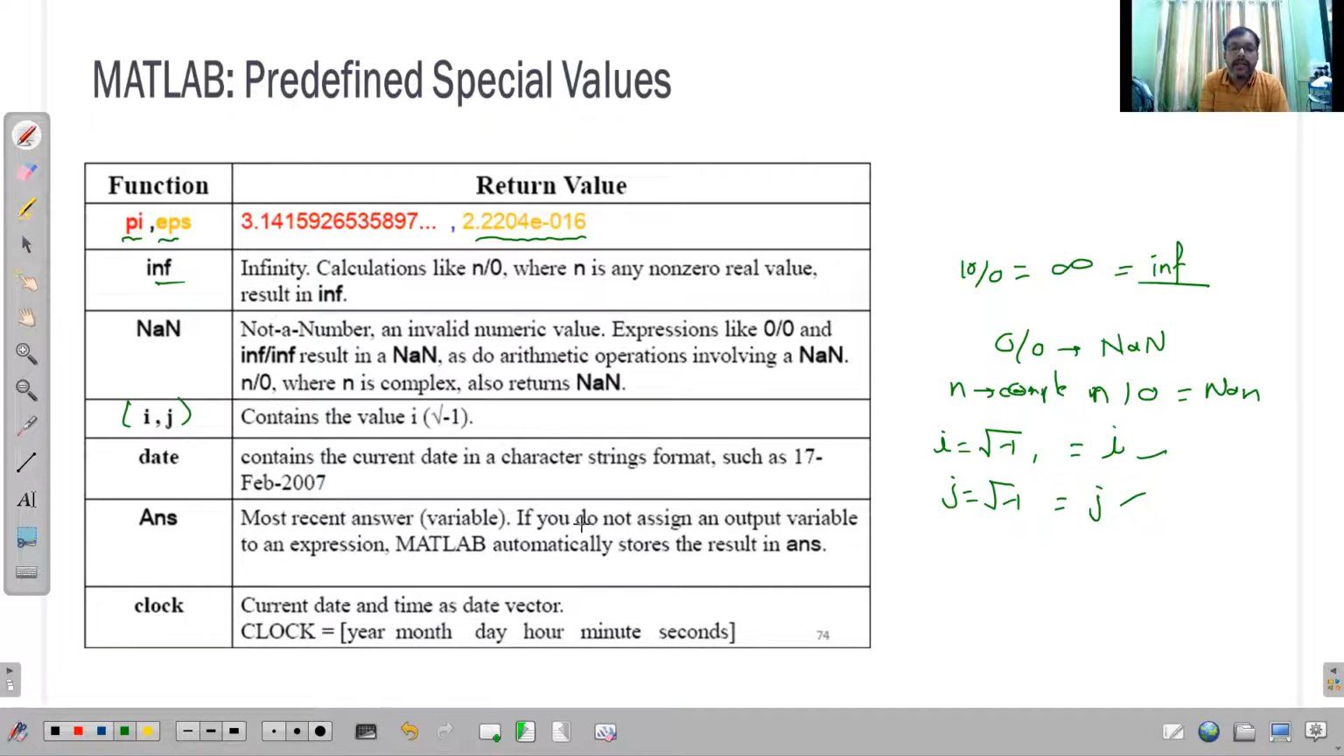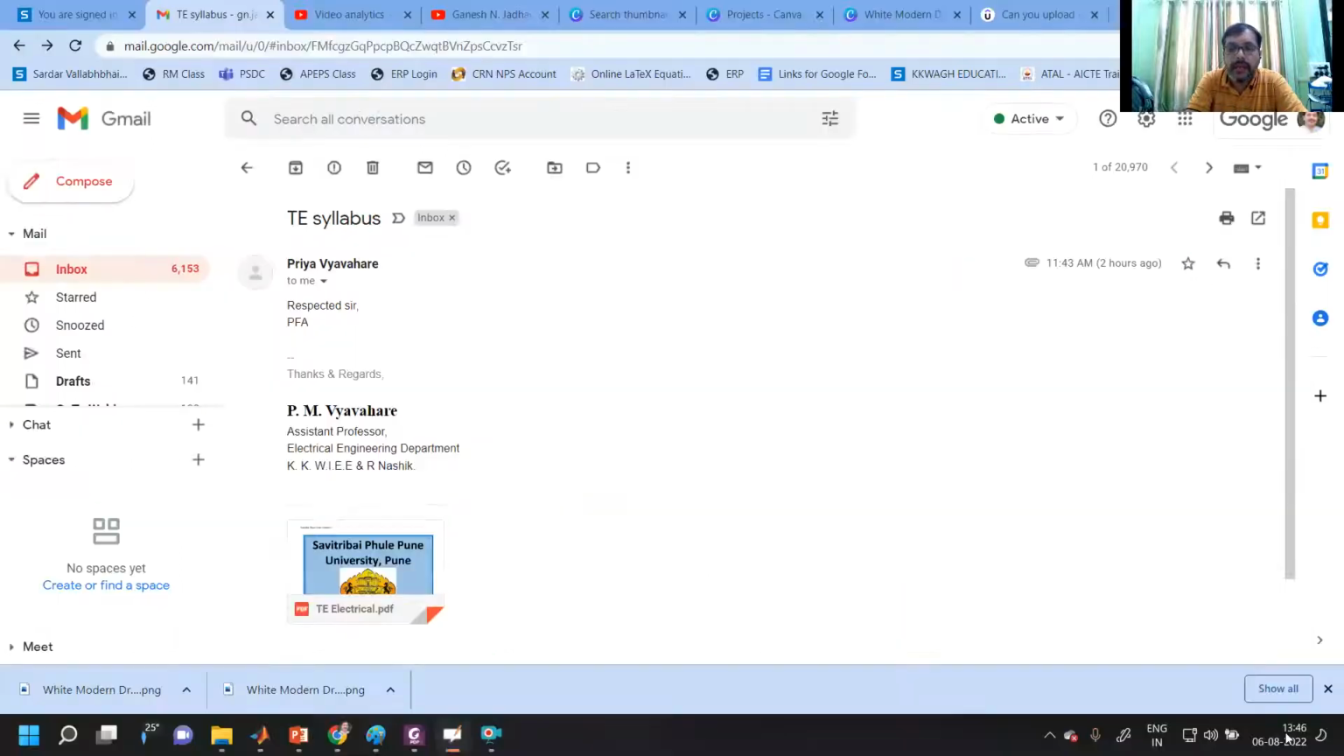Date: if you type date on the command window, it will display the date of your system. If you type ans, the last answer stored in that variable will be displayed. And if you type clock, it will display the current clock of your PC with the year, month, day, hour, minutes and second. Okay, so let us demonstrate all this through MATLAB.